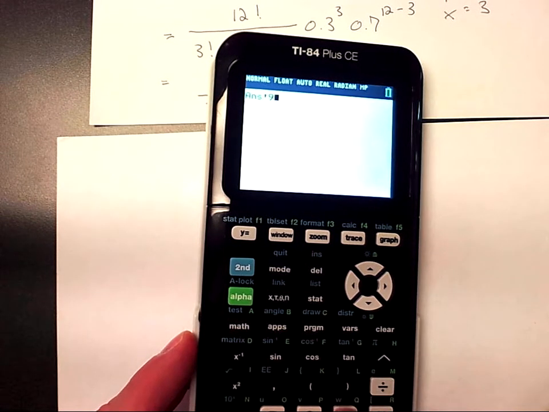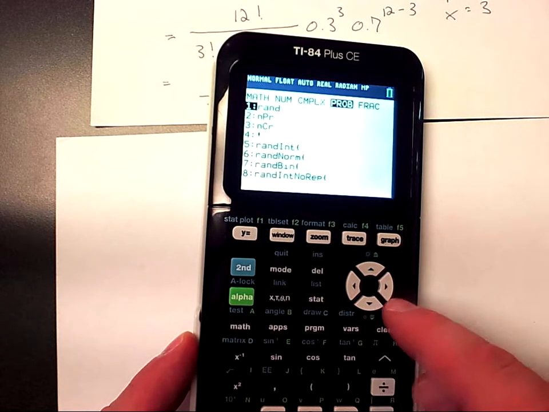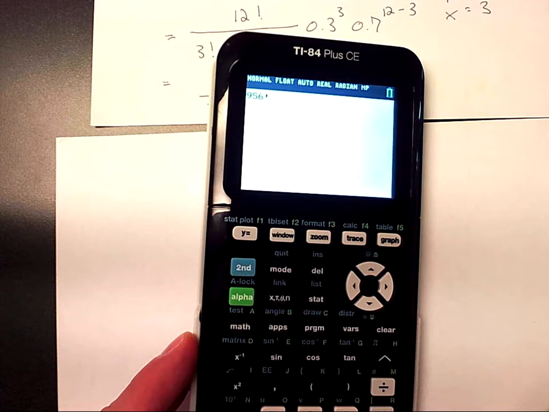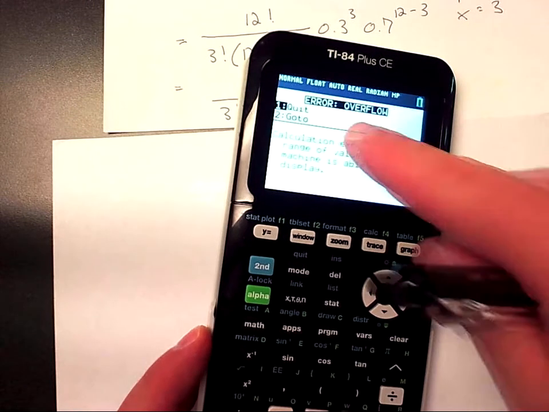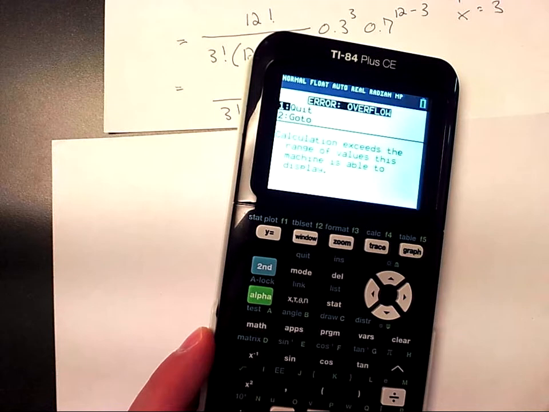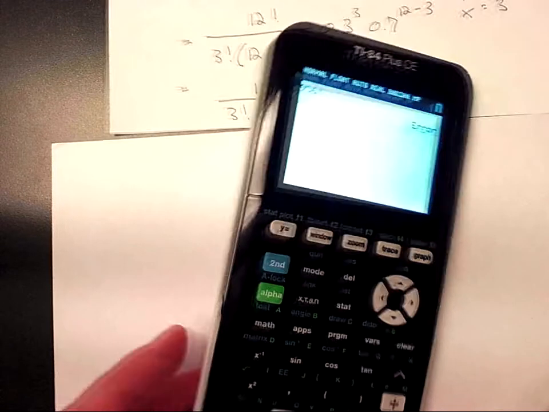So I'm going to do something ridiculous like 900. Let me clear this out. 956. Then math. Prob. 4. It's just error, right? It's like go away. Like it wants to either quit or it wants to go to something else, right? All right, so we're just going to hit quit.